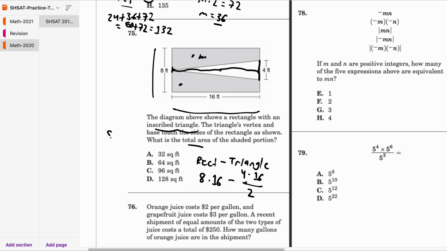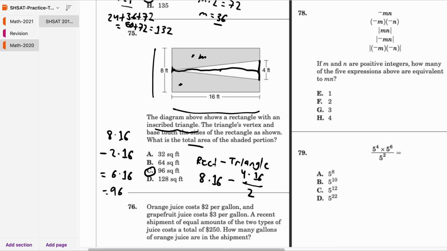And so I'll do the work here, right? So we have 8 times 16 minus... so 4 divided by 2 is 2, right? So 2 times 16. So this would just be 6 times 16. You can just do the math, but anyway, that's 6 times 16, which is 96 square feet. So that would be C. Okay.